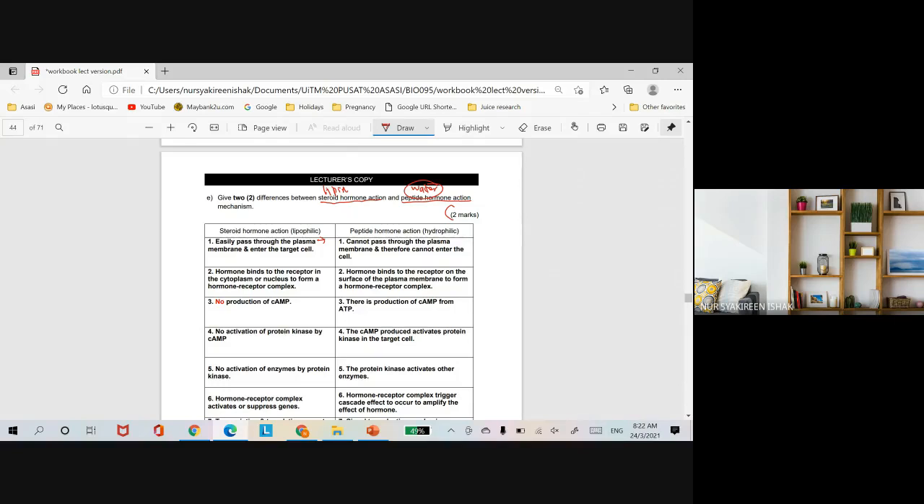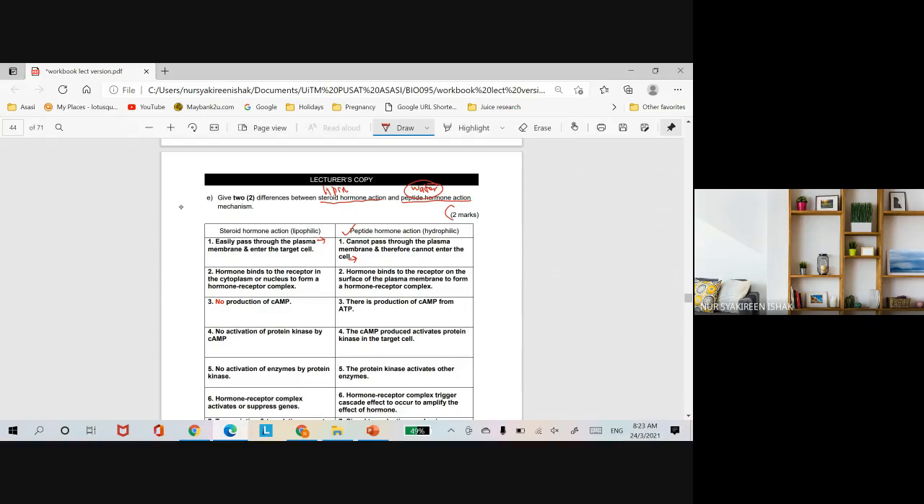As for the protein hormones, okay, peptide hormones, so they cannot pass through the plasma membrane and cannot enter the cell. Okay, so how does the hormone work? It binds to the receptor which is located at the plasma membrane. So that leads to the second point.